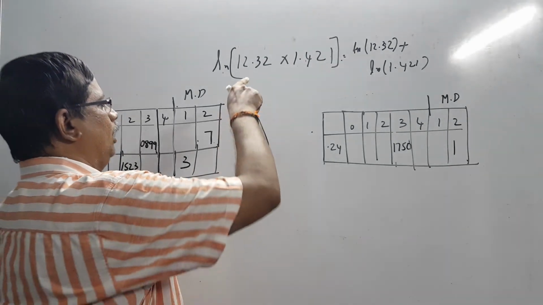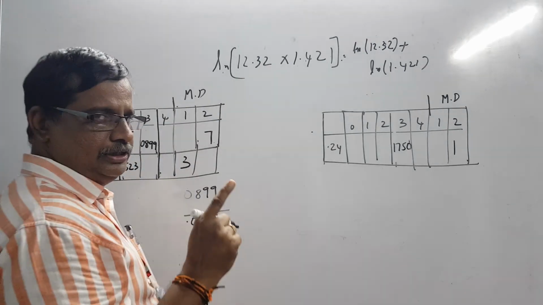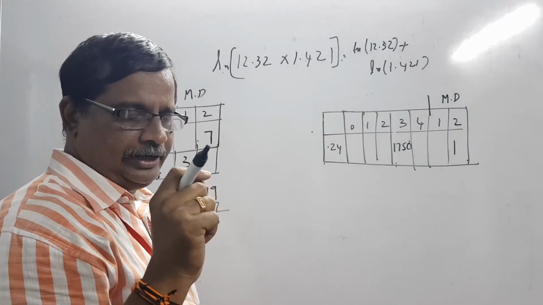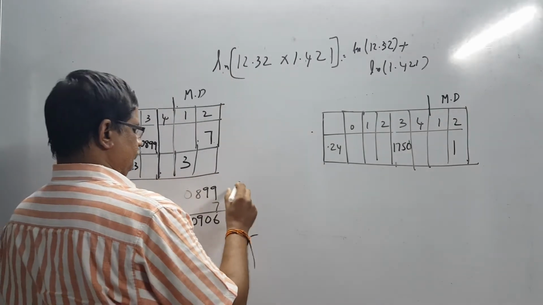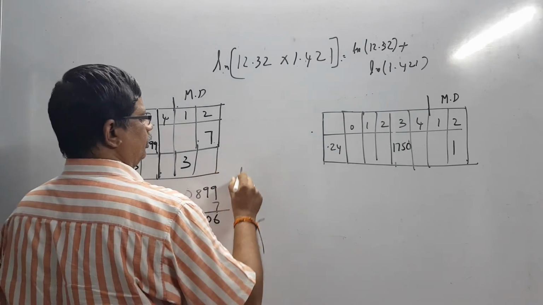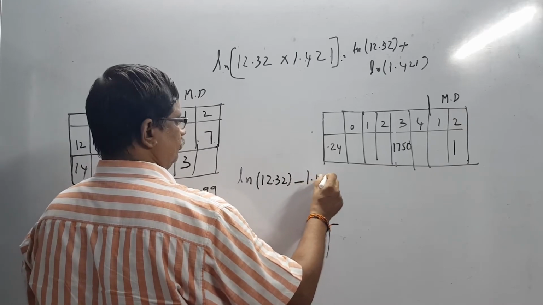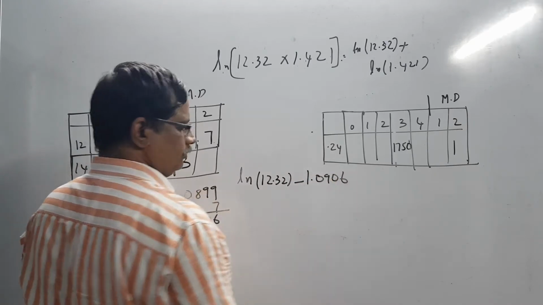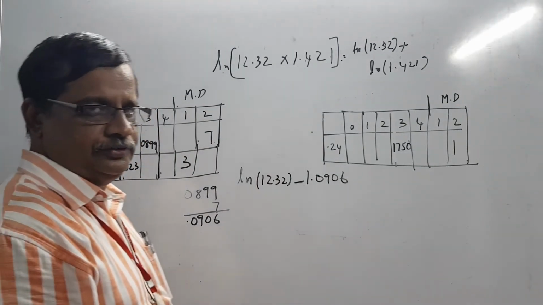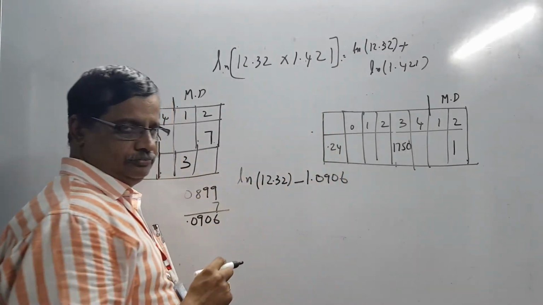Now, what is the characteristic of the number 12.32? How many digits are there before the decimal point? 2. So what is our rule for writing down the characteristic? Subtract 1. So the logarithm of 12.32 is 1.0906. Clear? So the logarithm of the number 12.32 is 1.0906.